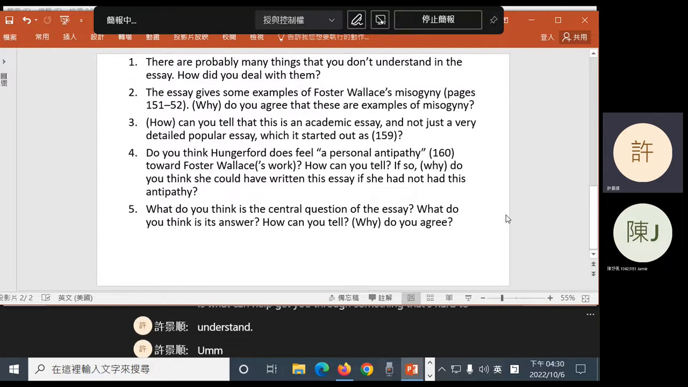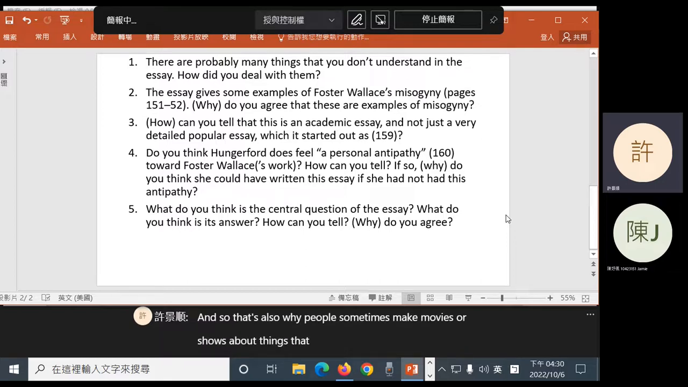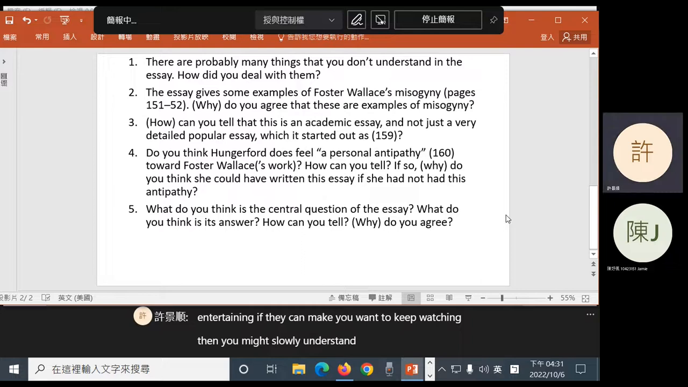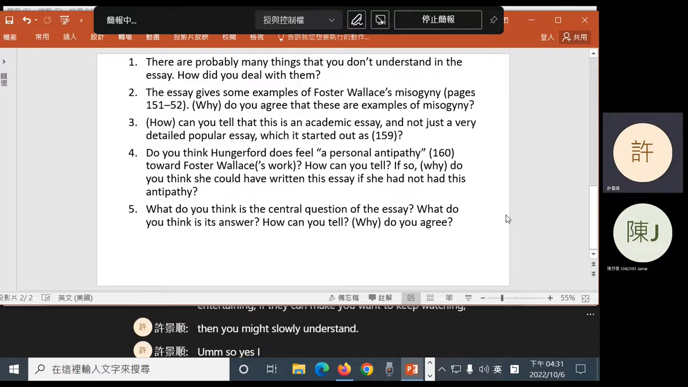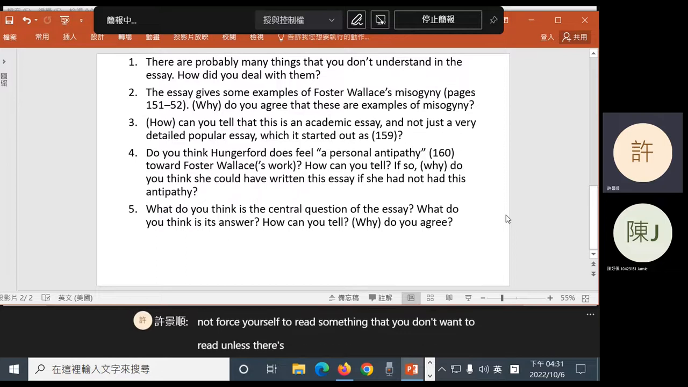And so that's also why people sometimes make movies or shows about things that are not easy to understand or not easy to talk about. Because if it's entertaining, if they can make you want to keep watching, then you might slowly understand. So yes, I agree. You should not force yourself to read something that you don't want to read unless there's a very good reason, right?